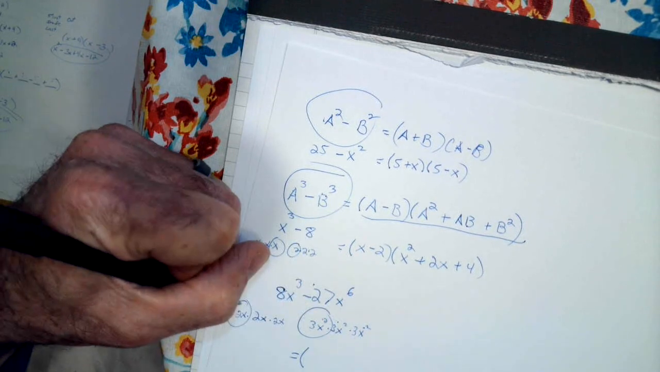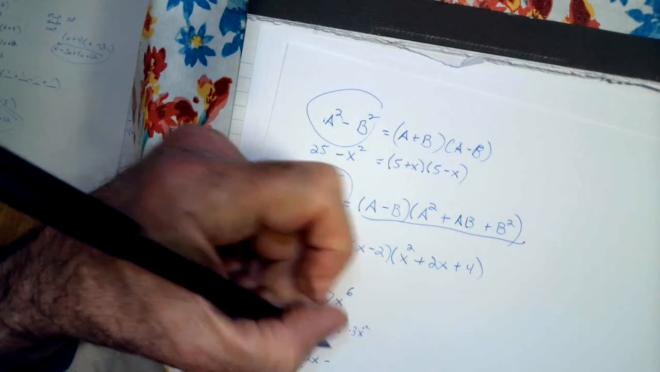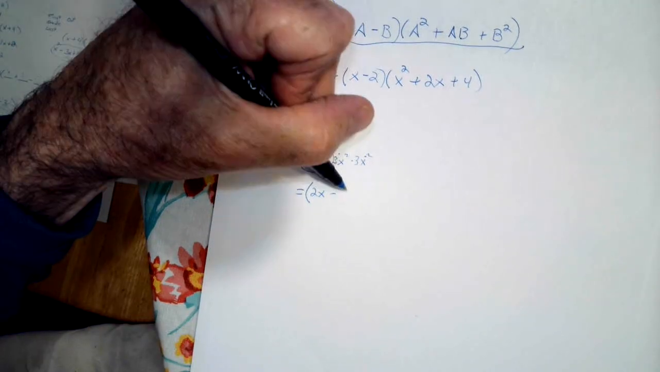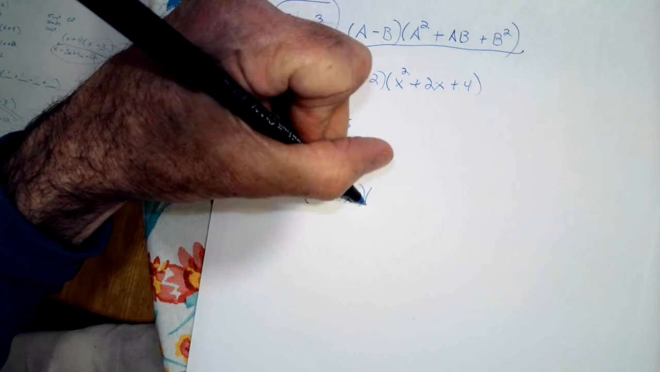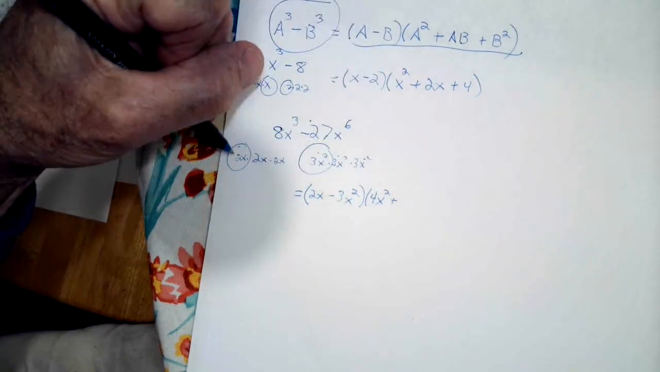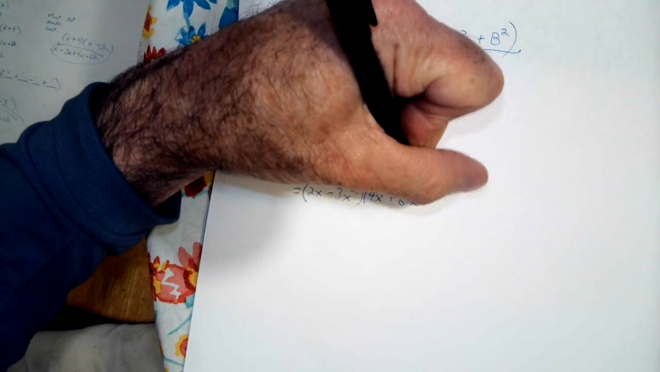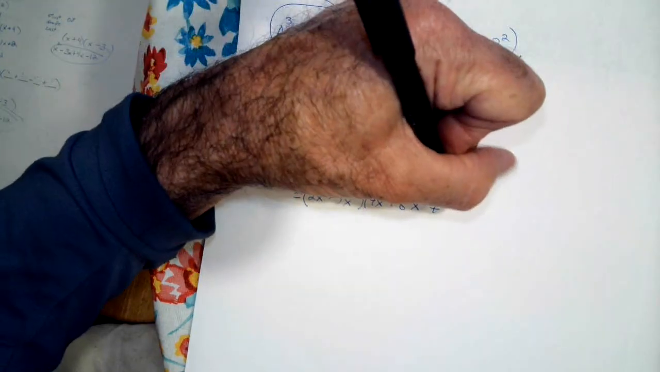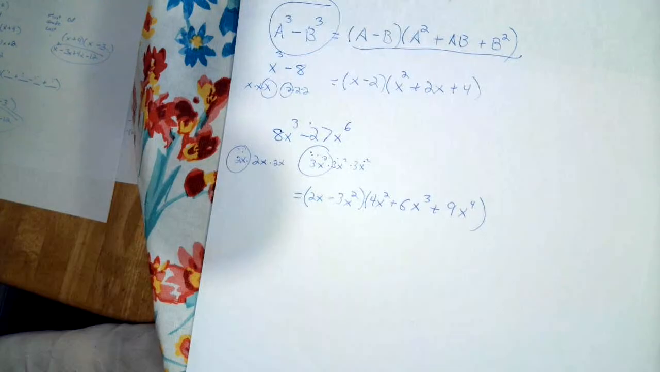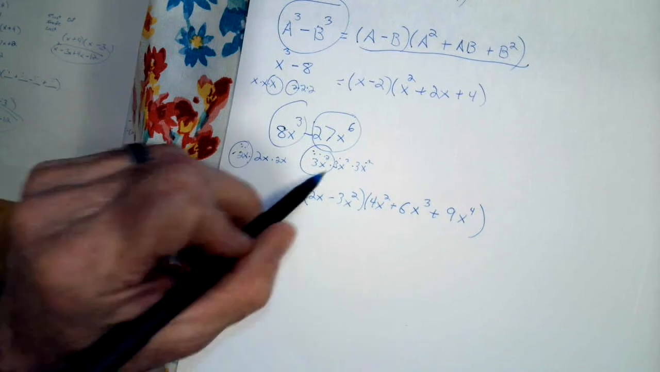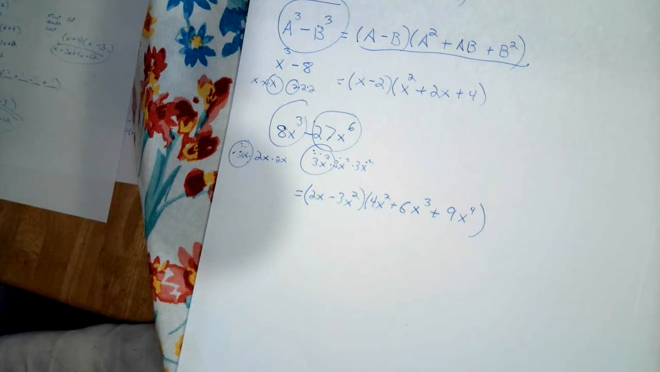So it's going to be A minus B, 2x minus 3x squared times A squared, that's 4x squared, plus this times this, that's 6x to the third. 3x squared times 2x is 6x to the third, plus whatever that is squared, which is 9x to the fourth. So this is one of those where you have to just recognize that's a perfect cube, that's a perfect cube, figure out what that is, and then just put those in the spots.